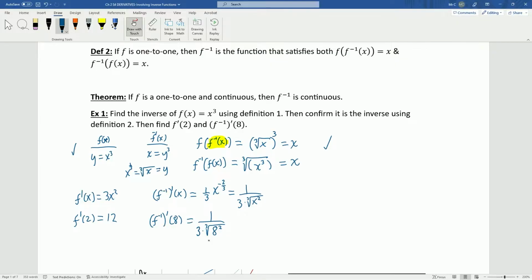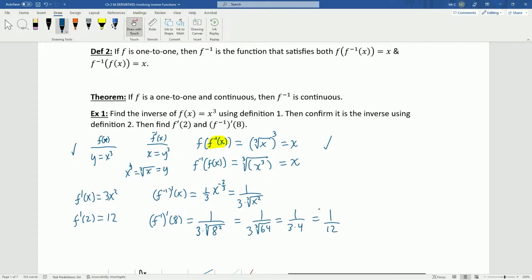Now, 8 squared is 64, and we could look for the cubed root of that. Well, what would the cubed root of 64 be? Well, 4 times 4 is 16, times 4 is 64. So we could redo this as 1/3 times the cubed root of 64. So that's 1/3 times 4, which is 1/12.